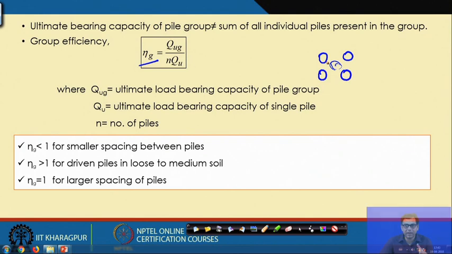So, now if you multiply it with the n value, that will give you the load carrying capacity of a group. So, if the spacing is small, then your efficiency will be less than 1. If the spacing is more, efficiency will be 1. If it is a driven pile into loose soil, efficiency will be greater than 1, but during design we generally consider efficiency as 1. We never consider the efficiency greater than 1 during the design.